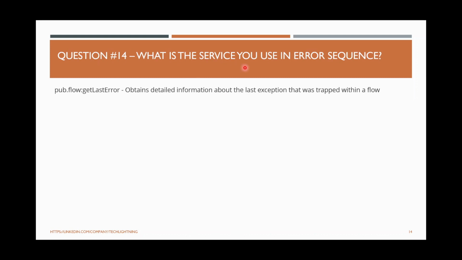What is the service you will use in an error sequence? For example, we talked about the catch block, right? In the catch block, what is the service we will use in webMethods? Mainly we'll use pub.flow:getLastError, which will get all your exception details. Once we have the exception details in your error sequence, we can use some kind of automated ticket creation, or add additional logging, or send an email to your support team. Those kinds of things you can do in your error sequence.